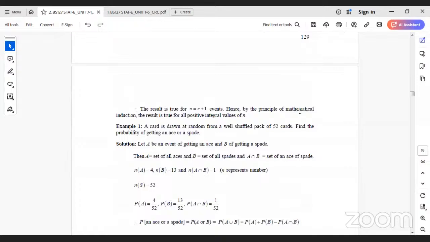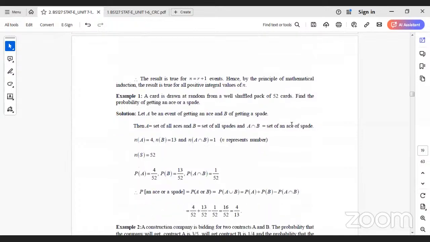So example one we have to take here. A card is drawn at random from a well shuffled pack of 52 cards. Find the probability of getting an ace or a spade. Let A be the event of getting an ace, and B the event of getting a spade. So A is the set of all aces and B is the set of all spades, with n(A) equal to 4, n(B) equal to 13.